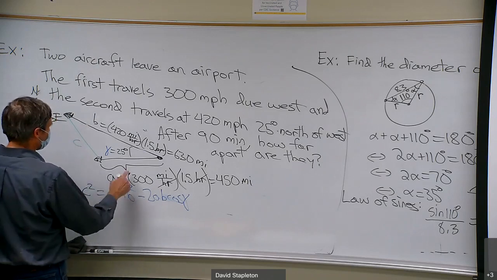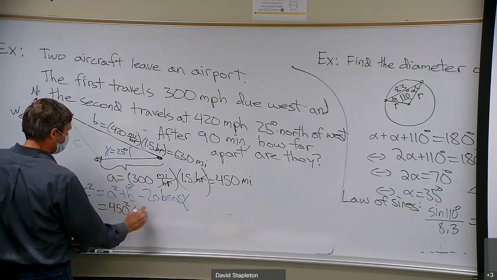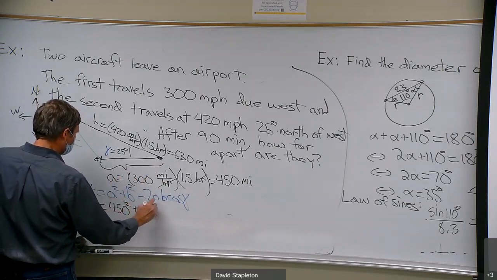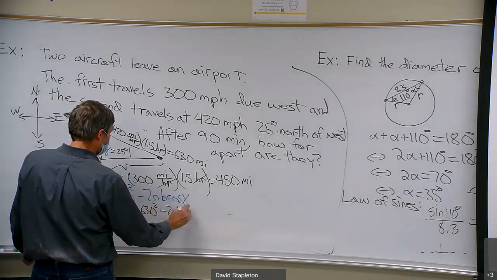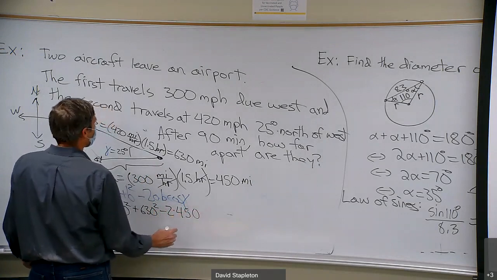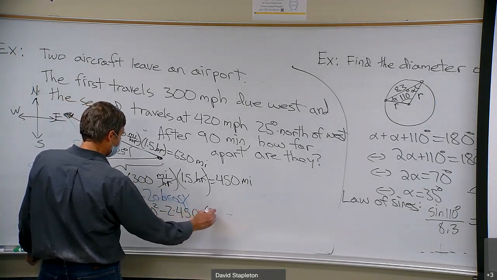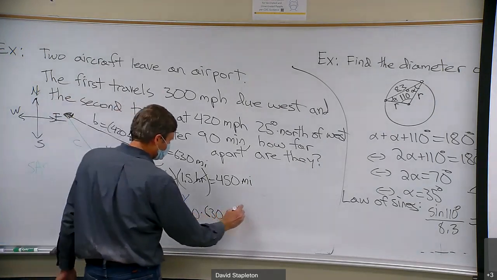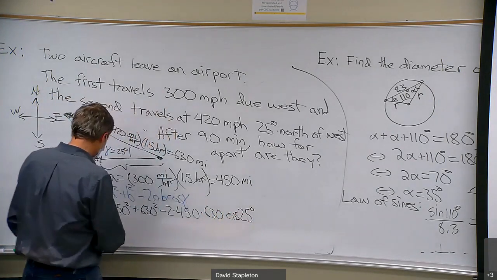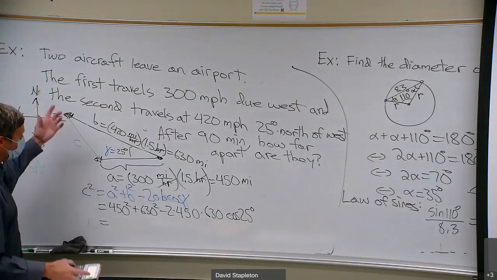Now A was 450 and B was 630. So I've got 450 squared plus 630 squared minus 2 times 450 times 630 times cosine of gamma, which is 25 degrees. There's what C squared is going to be. And if you get a negative number, you made a mistake, because this applies to any triangle, right?